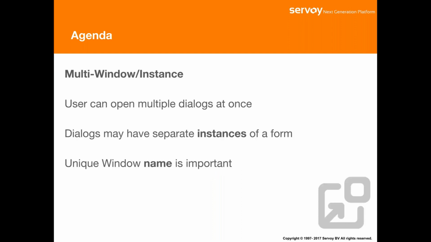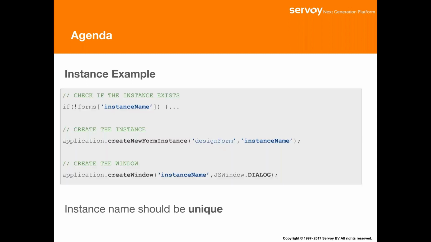The third example was a bit more complex because we opened up multiple dialogs at one time. From the windowing point of view, it's just calling create window again with the non-modal option. However, we use something called a form instance. And it's really important that the names are unique if you want to have those multiple windows.